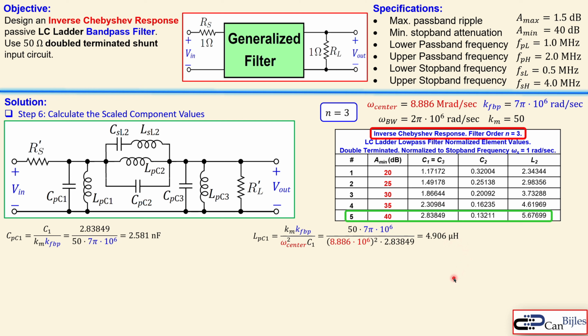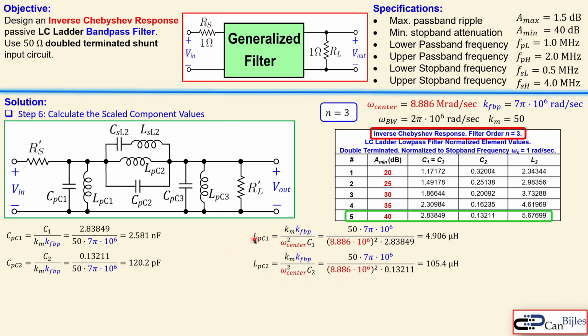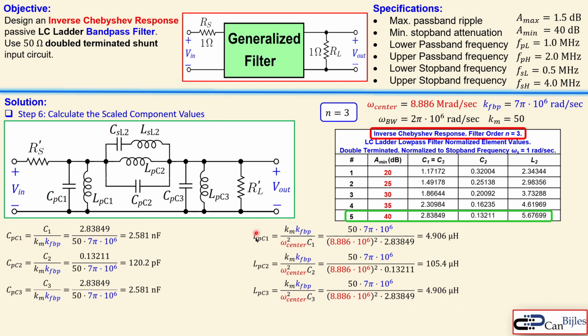4.906 microhenries. Now CPC2 in a similar form, but then C2 is the coefficient. So it's almost the same as the first one, just the coefficient is different. Then you get 120.2 picofarads. And in similar form for LPC2, use again the C2 here, and then you get 105.4 microhenries. Moving on to the CPC3, which is shown here again using the C3 coefficient, but it's the same as C1. So just a copy of the C1 here, and also for this same inductor and the same capacitor values here.